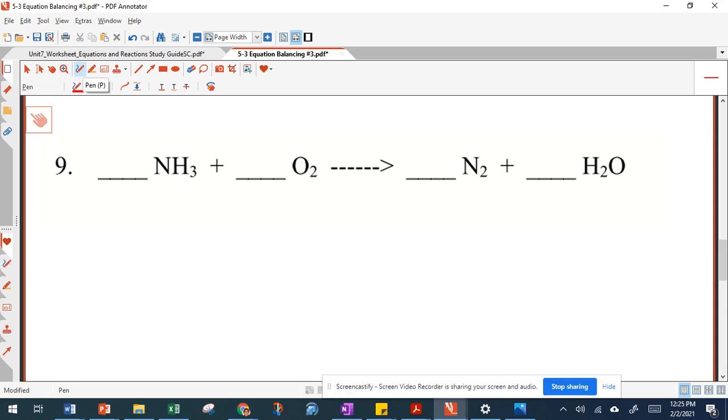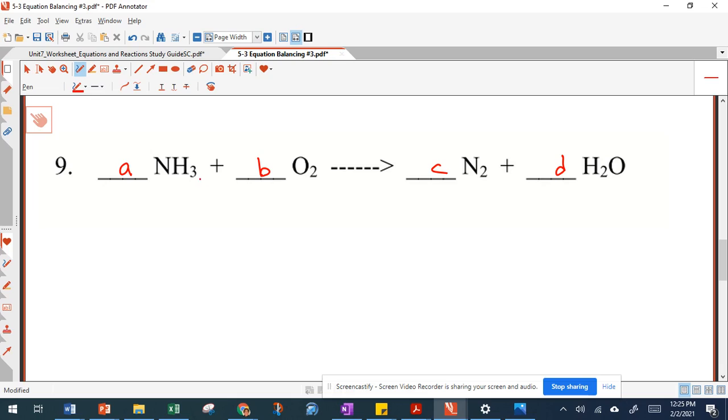So when you're doing this, what you do first is you assign a variable for each of your coefficients. So I'm just going to assign A, B, C, and D, and you're going to be solving a series of equations. One equation will be in terms of nitrogen, the other one in terms of hydrogen, and then oxygen. So we will have three equations.